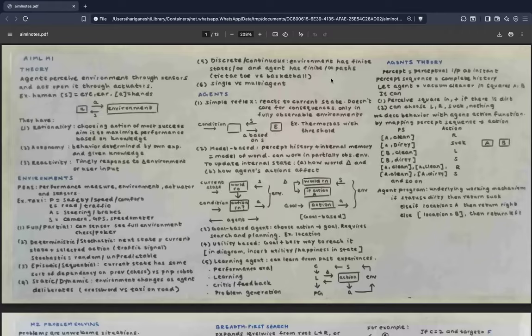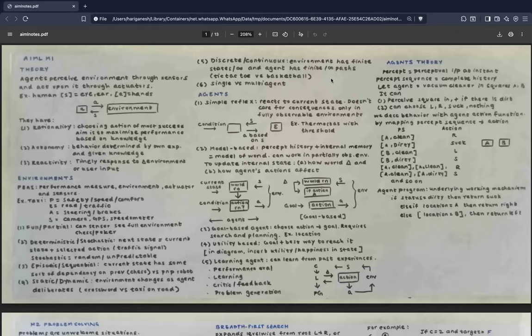The first is simple reflex, and this is just the most rudimentary agent. It reacts only to the current state, doesn't care for any consequences. So you can see a small diagram where you enter a condition and its action is based on the sensor's information that it processes. The second is model based, that is, there's a percept history and an internal memory. And these can work in partially observable environments.